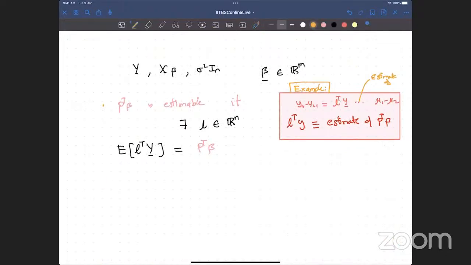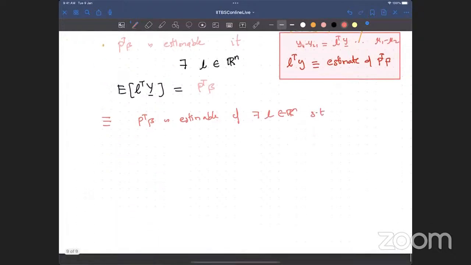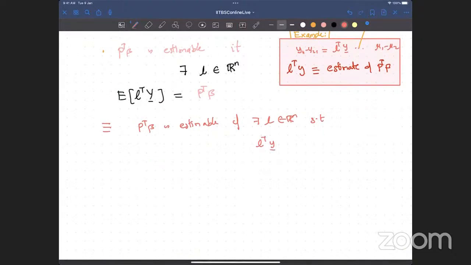In statistics, if you go to a statistics class, they'll say the same thing. They'll say that P transpose beta is estimable, in your language, if there is an L in R^n such that L transpose Y is an unbiased estimator of P transpose beta. That's the definition. That's the game now. So all I have to do is find a combination whose mean is P transpose beta, then P transpose beta is estimable.